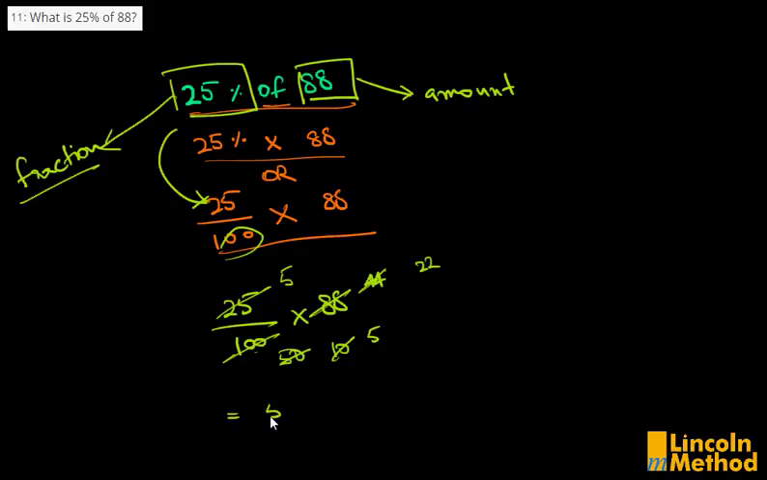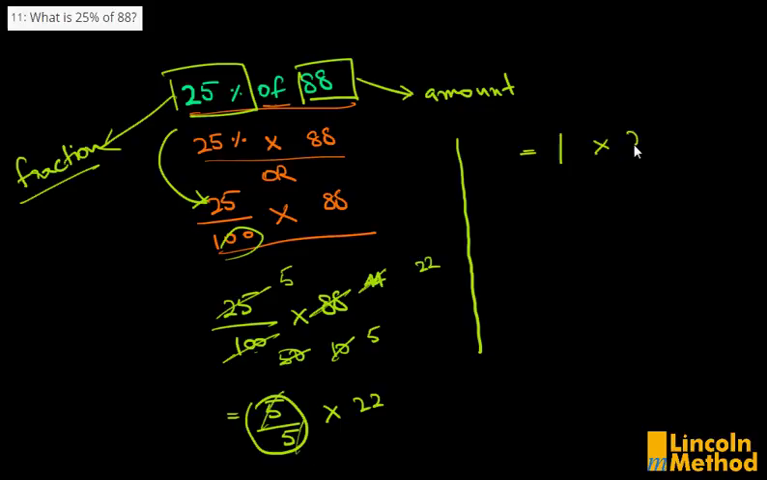Now what we're left with is 5 over 5 multiplied by 22. 5 over 5 is exactly the same as 1. We cancel both of them out, so we are left with 1 multiplied by 22, which means 22 is our answer. So 25% of 88 is 22.